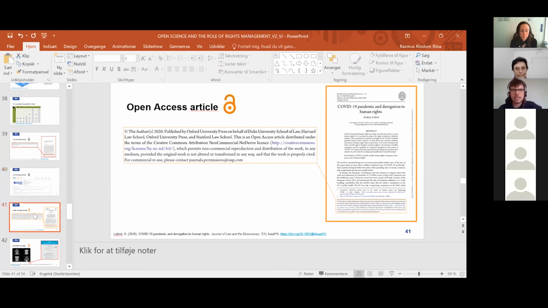And that's the opposite of open access content. Here we have an example of an open access article. You can see it says the copyright is held by the authors. It has a Creative Commons CC BY NC ND license applied to it. That makes it not possible to use it for commercial purposes or make any changes to the work, but you are free to share it with anyone without asking for permission.